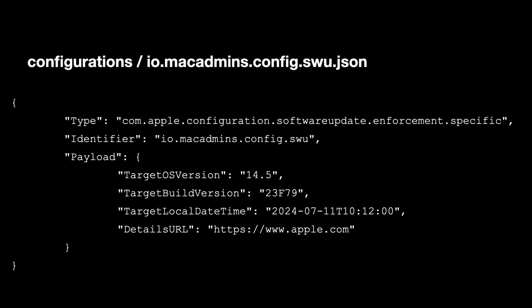So if we look at what those declarations look like, it's very similar to the service config ones, but there's obviously not going to be an asset involved in this. You give it the target OS version and the target local date time, the deadline. Those are the only two keys that are required again, but you can include a URL and the build as well if you want to be more specific about which build of that particular OS that you want to install.